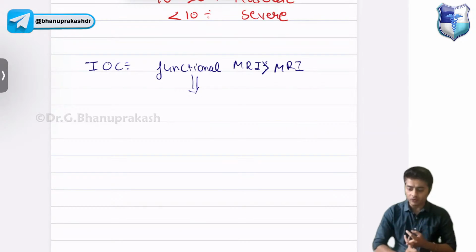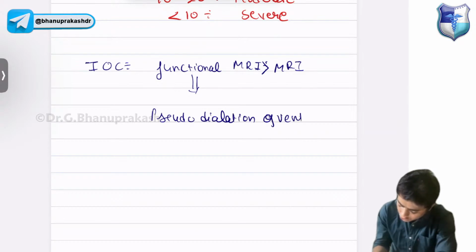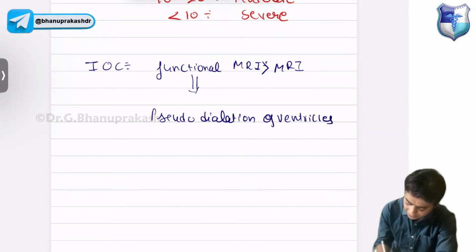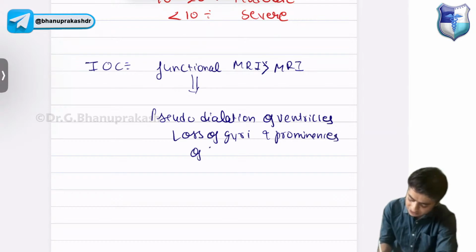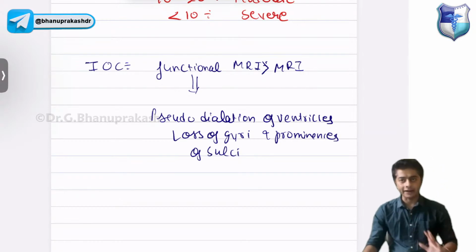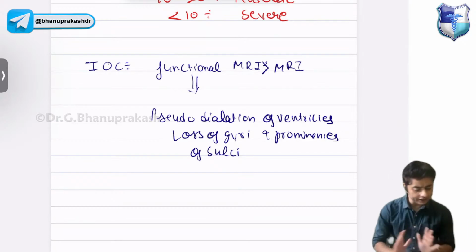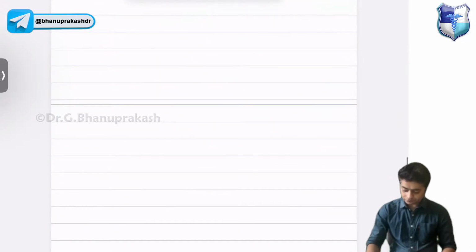You can see pseudo dilatation of the ventricles, and loss of gyri and prominence of sulci. All these things you can see in MRI. Is everyone okay till now? The investigation of choice is MRI.